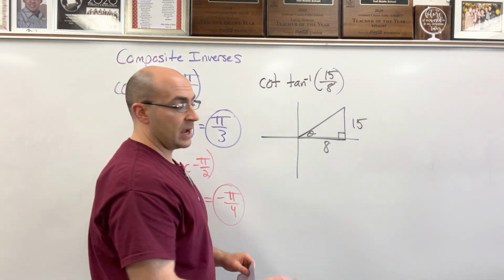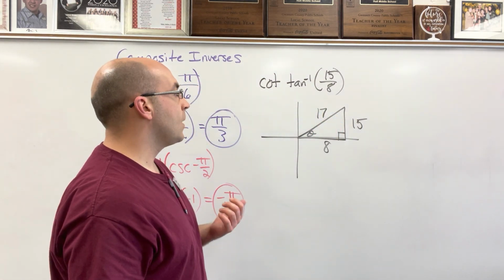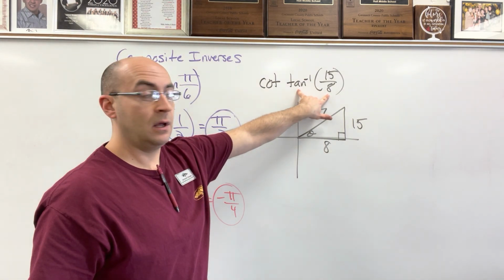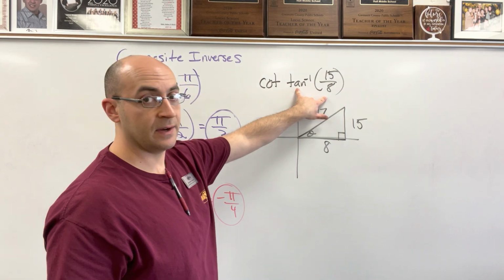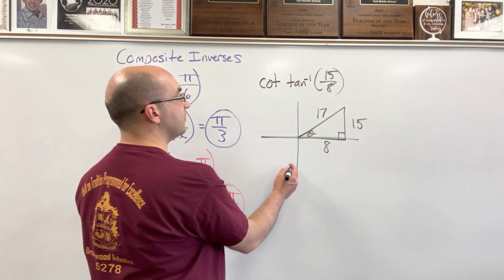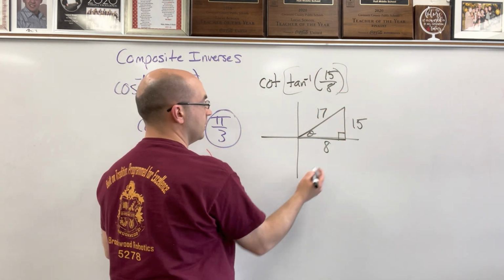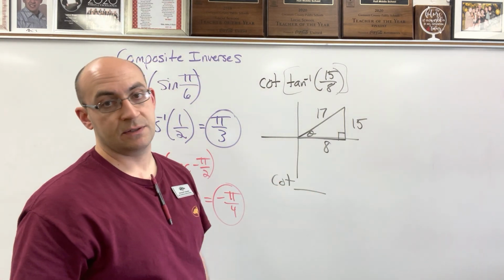Now I'm looking for what the hypotenuse is. This is a Pythagorean triple. If you do the Pythagorean theorem, you'll get 17 for the hypotenuse. Now I've satisfied this measurement because I drew my right triangle and completed the right triangle measurements. Now I want the cotangent value of this measure. Because I've done this by drawing the triangle, I'm looking for the cotangent value of this theta measurement.